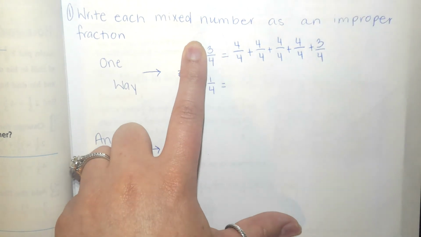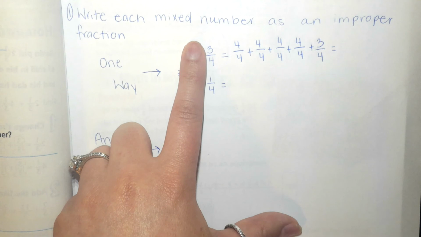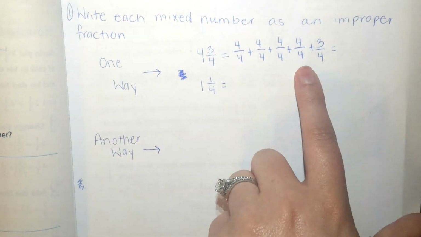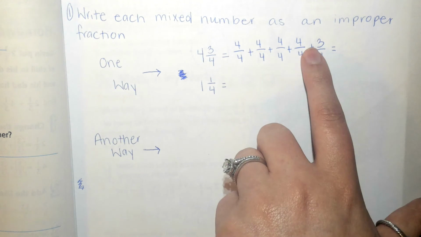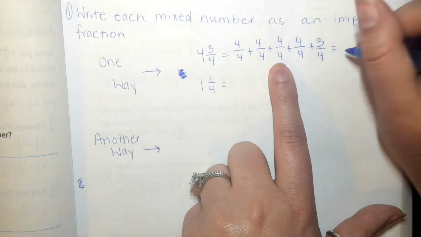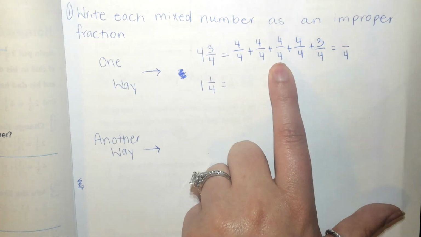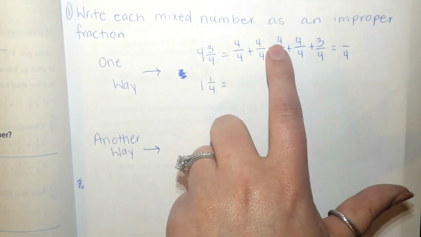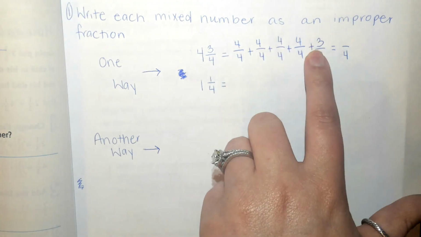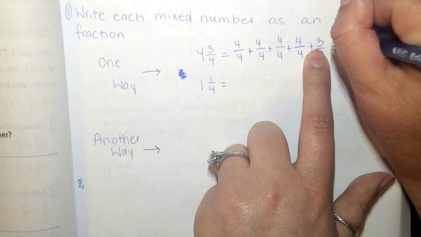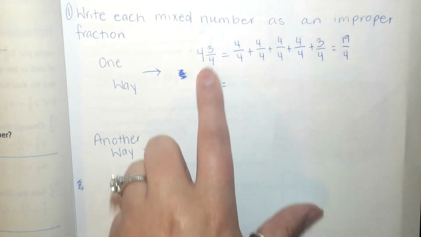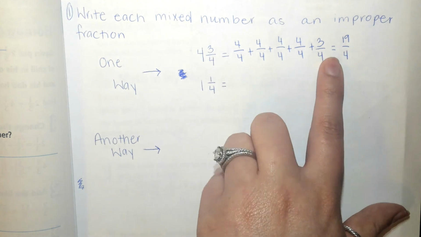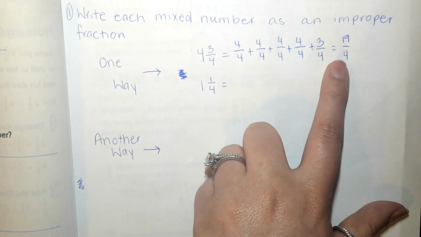Okay, you remember from our previous lessons about adding like fractions that when I add these up, I'm only adding the numerators and leaving the denominator the same. So my denominator is going to stay 4, and now I'm doing 4, 8, 12, 16, 17, 18, 19. So 4 3/4 is equivalent to 19/4. This is my improper fraction.